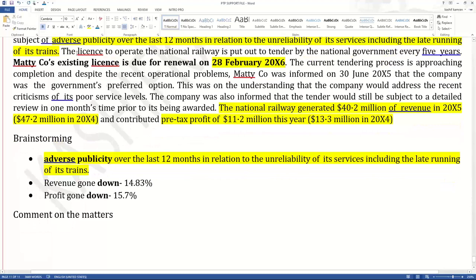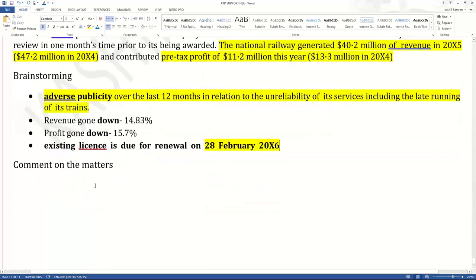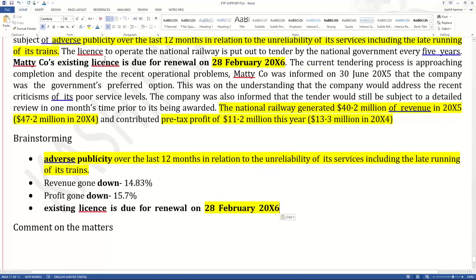So let's write this next point. Existing license is due for renewal on 28th of Feb. Control C, Control V. The current tendering process is approaching completion for the license, and despite the recent operational problems, METI was informed on the 30th of June that the company was the government preferred option. So is the government still preferring METI for this license?